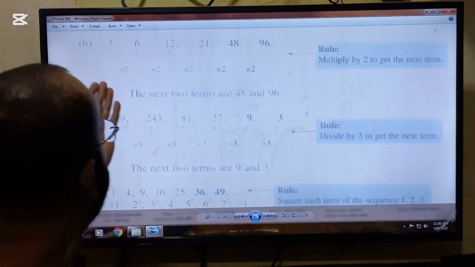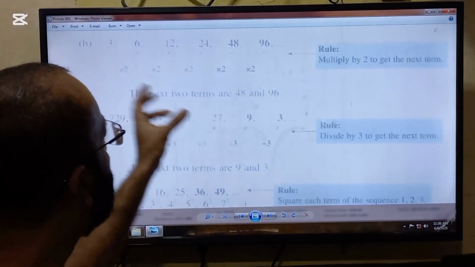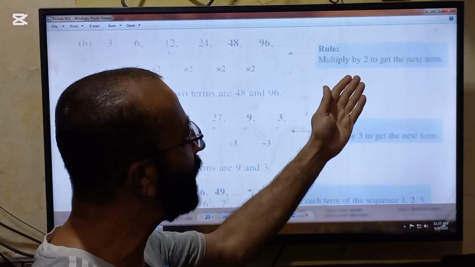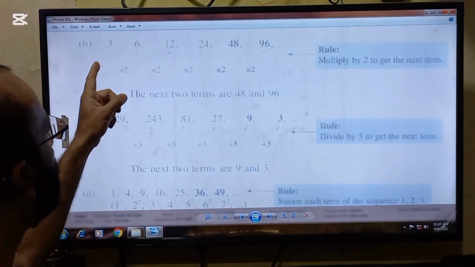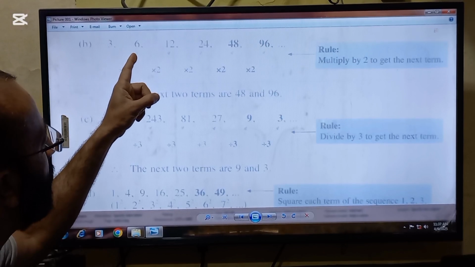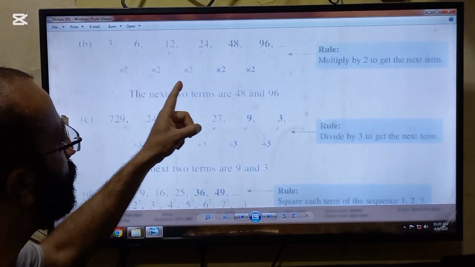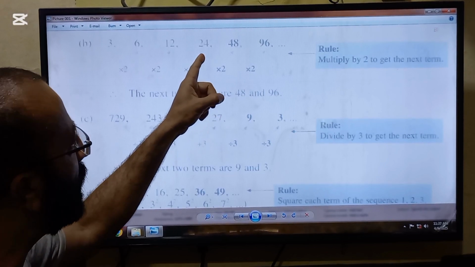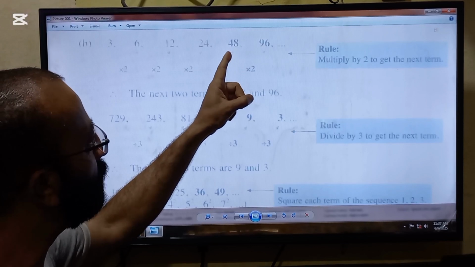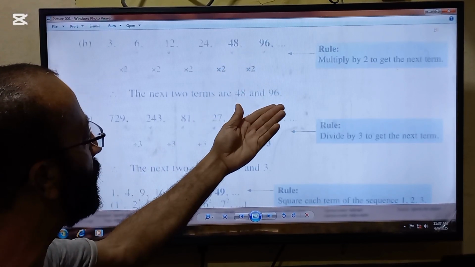Here is B part, that is 3, 6, 12, 24 and so on. So the rule we can pick in this number sequence is multiply by 2 to get the next term. For example, multiply 3 with 2, we will get 6, multiply 6 with 2 we will get 12, and so on. So multiply by 2 is the rule, and to get the next terms, multiply 24 with 2, we will get 48, and multiply 48 with 2 will get 96. So these are the two next terms.